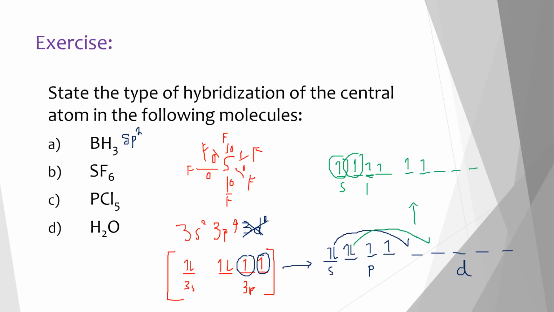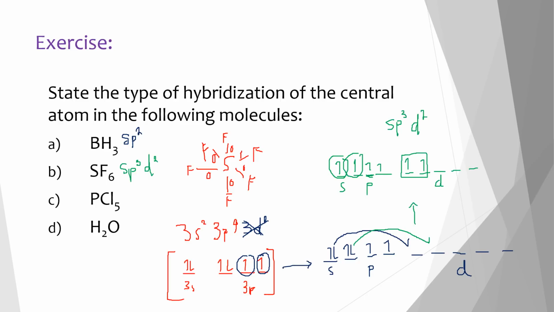So please remember how many s orbitals, how many p orbitals, and how many d orbitals that you use. Right now you use one s orbital, so s, and you use 3 p orbitals, so that means sp3, and you use 2 of the d orbitals, so it is sp3d2. So put your answer here, sp3d2.